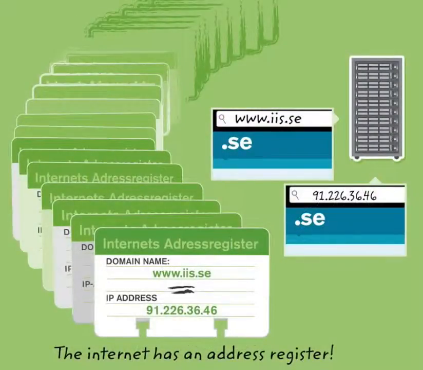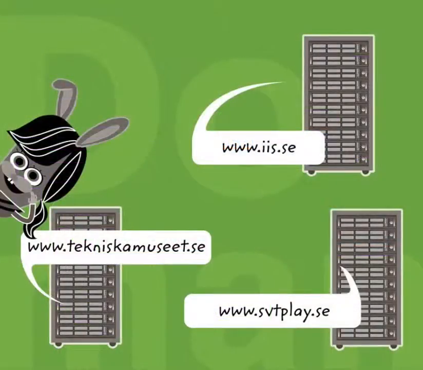If you write or click on a link to a web address, your computer then contacts the right server with help of the Internet's address registry. But actually, the address is translated to a set of numbers and points. Addresses on the internet can be short, like iis.se, or long, like www.techniskamuseet.se. An address with letters instead of numbers is called a domain name.